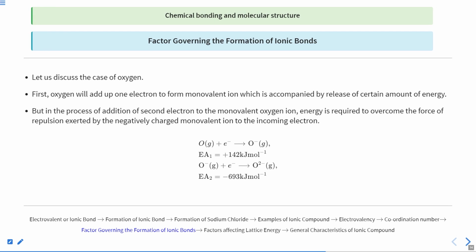Now let us consider the case of oxygen. First, oxygen will add one electron to become a monovalent ion, O minus, meaning one negative charge, with the release of a certain amount of energy. The electron affinity for this process is 142 kilojoule per mole. But in adding a second electron to the monovalent ion, energy is required to overcome the force of repulsion. Because it already has a negative charge, when you add one more electron you have to overcome the repulsion between the electron and the negatively charged species to make it O2 minus. So that requires more energy, minus 693 kilojoule per mole. Clear?